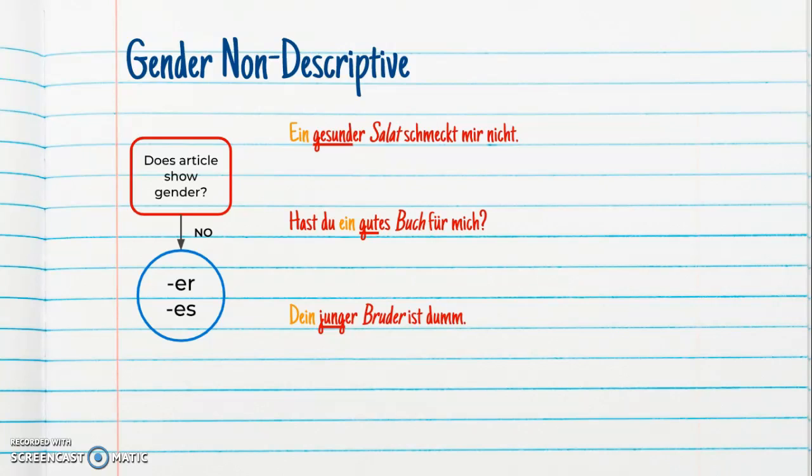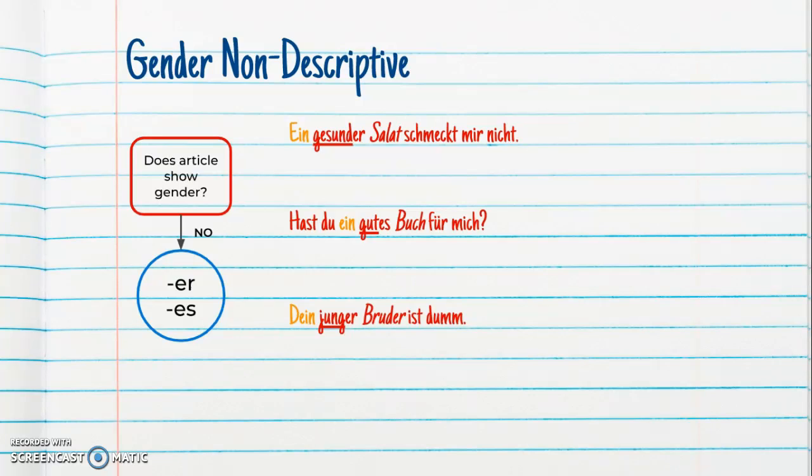And that means that our adjective is going to have to show us the gender. So when we use it, it's either going to be ER or ES. And it's pretty easy to tell which one's which because ER applies to masculine, ES applies to neuter. And those are the only two cases where this happens. So it's either going to be a masculine or neuter noun, and the article will have to not show gender, and that's when we apply ER or ES. So that's why it's ein gesunder Salat schmeckt mir nicht. However, in the second sentence, hast du ein gutes Buch für mich? Buch is neuter, so we're applying the ES ending.